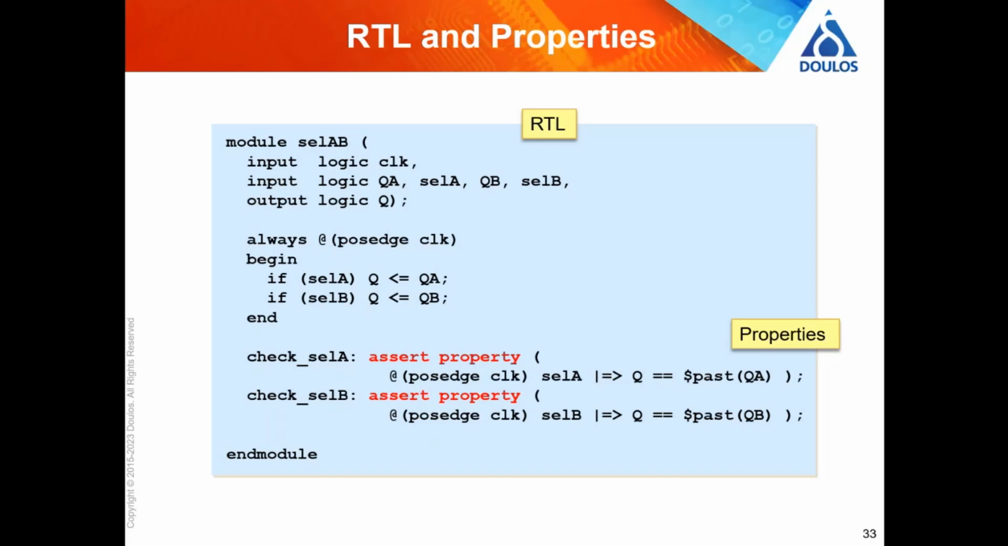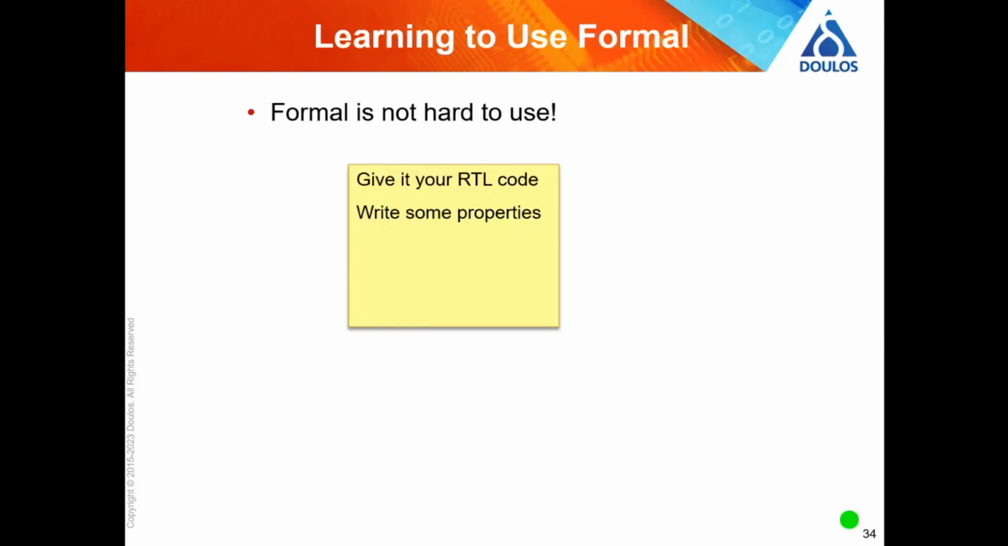And if you're astute, you'll know that there's something wrong here. It's not a mistake on my part. That's intended. So there are two properties, and we've got our design that already existed. We've now written two properties to check the design, and so we push the go button.